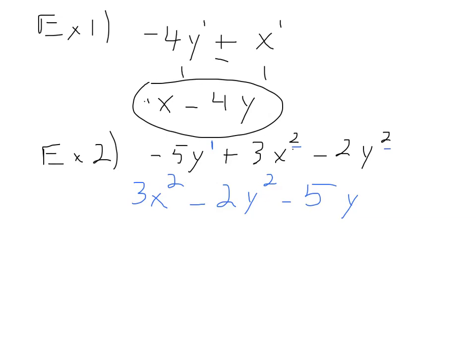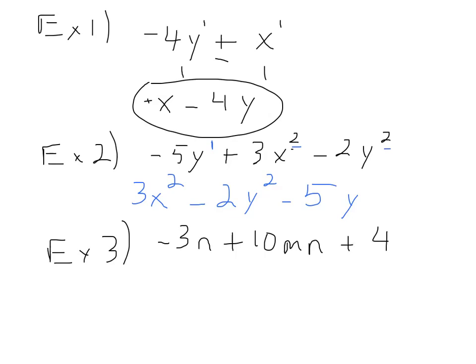Okay? Alright, let's do another example. Example 3. What if we give you, let's see, negative 3n plus 10mn plus 4m.